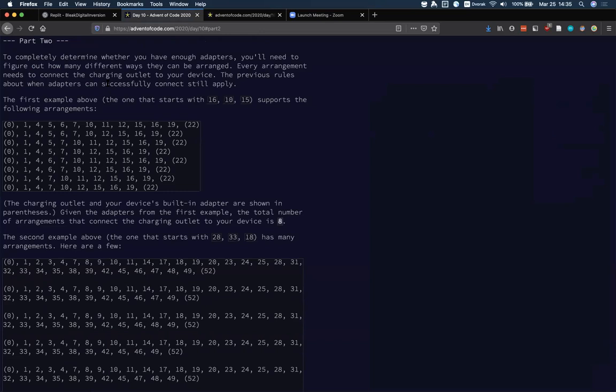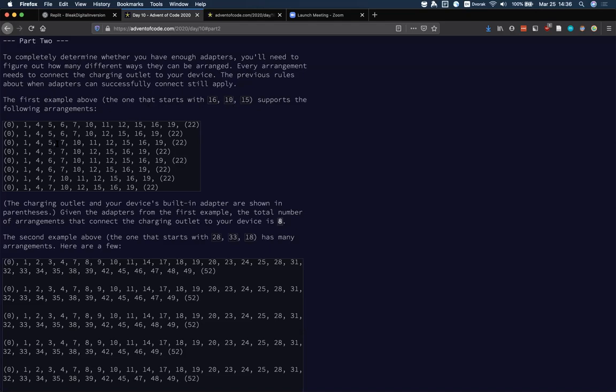So to completely determine whether you have enough adapters, you'll need to figure out how many different ways they can be arranged. Every arrangement needs to be connected to the charging outlet to your device. The previous rules about when adapters can successfully connect still apply. So the first example above with 16, 10, 15 supports the following arrangements. Oh God, I did not understand what I just read. Let me see if I can parse this. How many different ways can we arrange the adapters? Every arrangement needs to be connected to the charging outlet to your device. The previous rules about when they can successfully connect still apply. Okay, so it's about finding all the valid permutations.